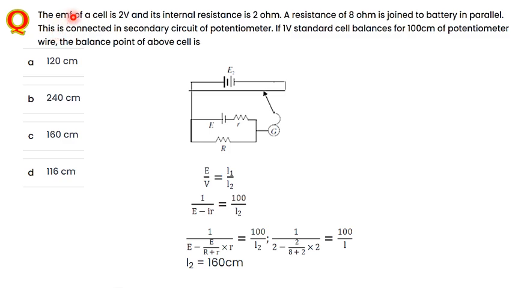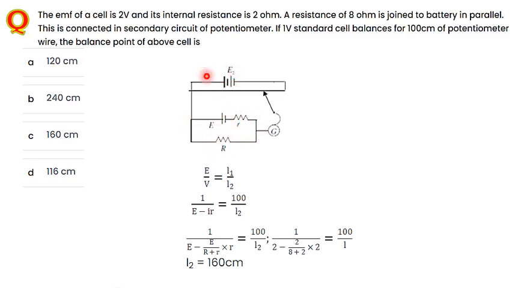Next question: the EMF of the cell is 2 volt, and it has an internal resistance of 2 ohm. A resistance of 8 ohm is joined to the battery in parallel. Now this whole connection is connected to the secondary circuit of the potentiometer. They have given that a 1 volt standard cell balances at 100 centimeter of the potentiometer wire. What is the balance point of this cell?